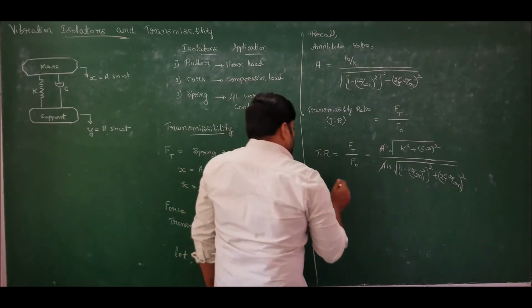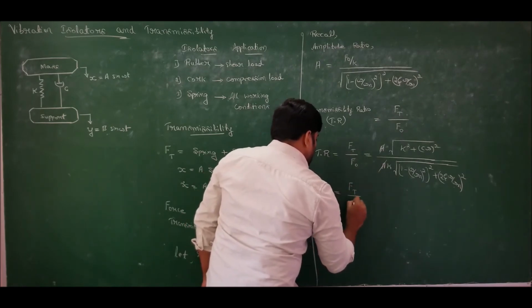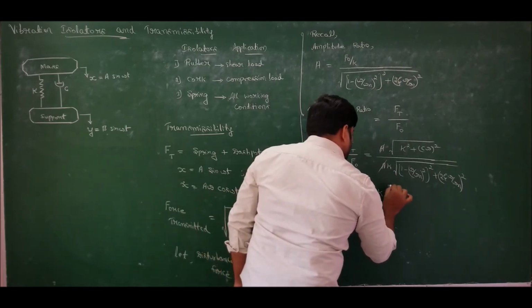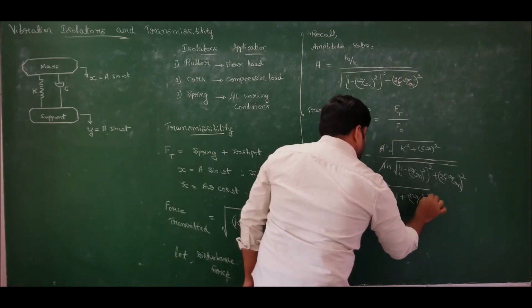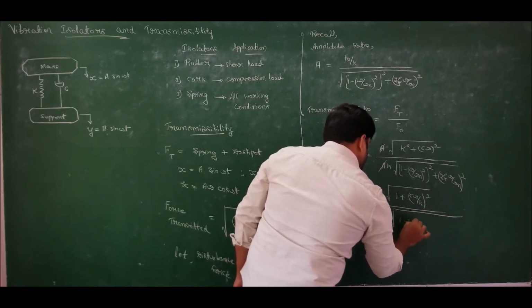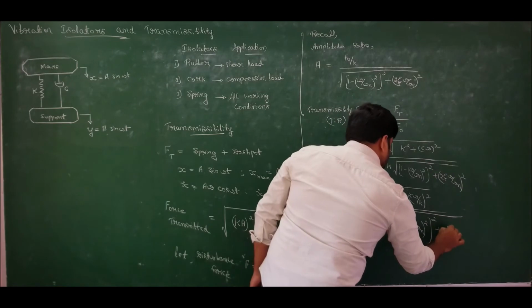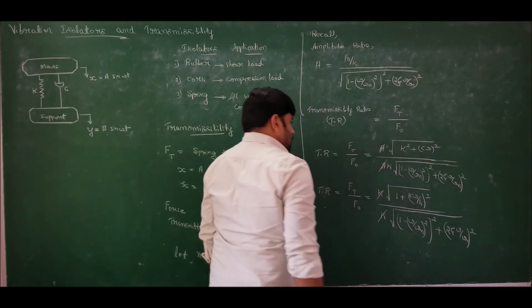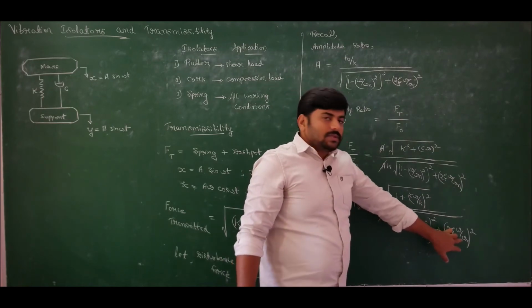Right, now I can simplify further and solve. The transmissibility ratio Ft by F0 is nothing but k into root of 1 plus (c omega by k) whole square, divided by k into root of (1 minus (omega by omega n) whole square) whole square plus (2 zeta omega by omega n) whole square. Right, now what is the value of c omega by k? C omega by k is nothing but 2 zeta omega by omega n.